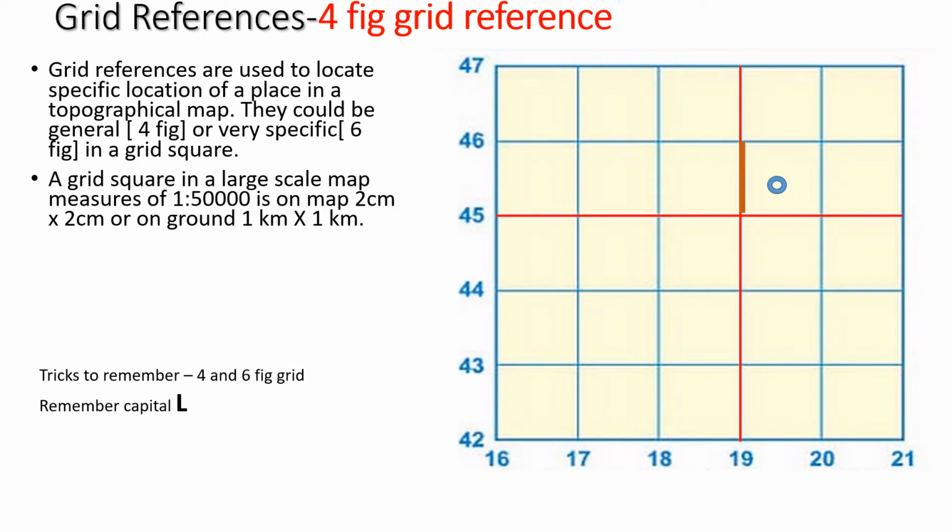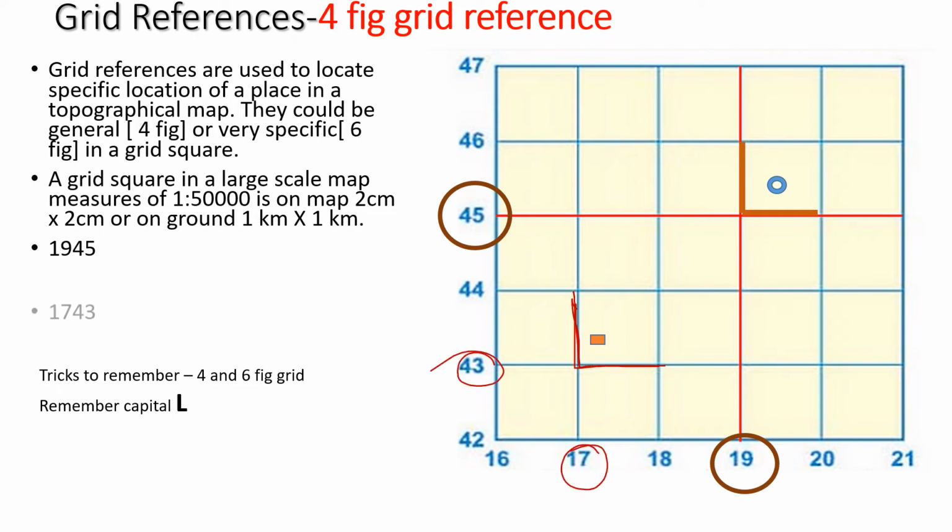Let's do a quick revision. A very easy way is that you should remember the capital L, the capital English letter. So here again, this one is 1495. Suppose this small box is a house, so what will be the 4-figure grid of this? Again we have L. First I have drawn this line, so it is 17, and then I have drawn this line, so it is 43.